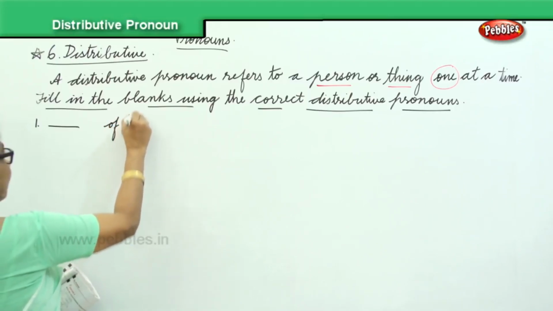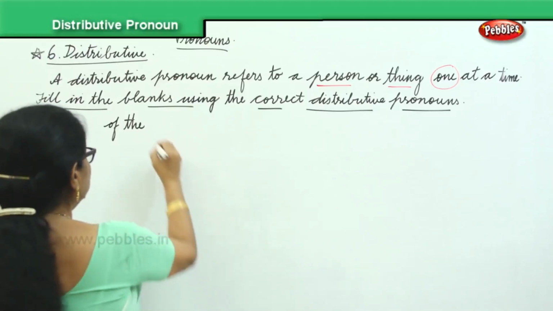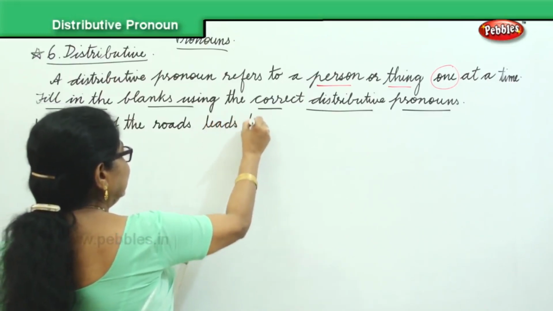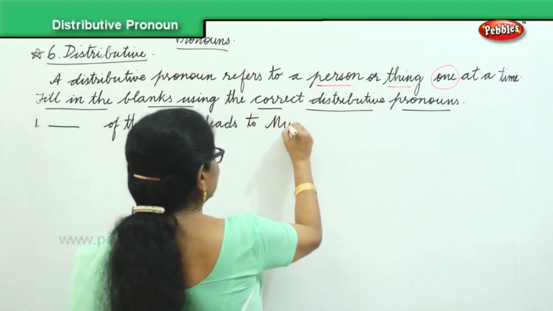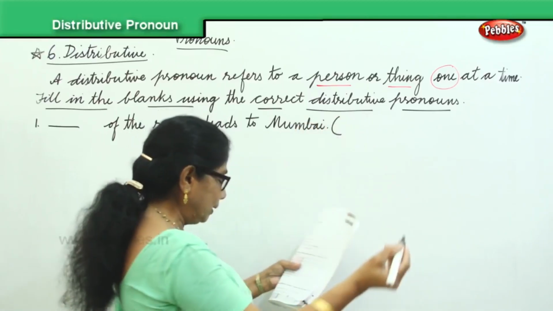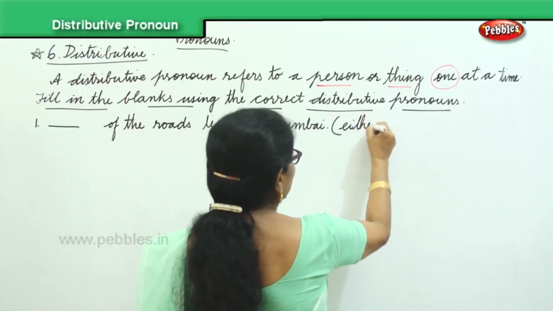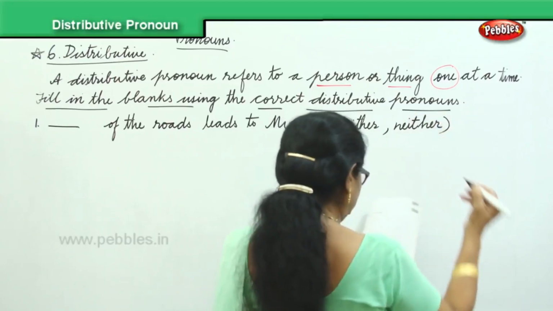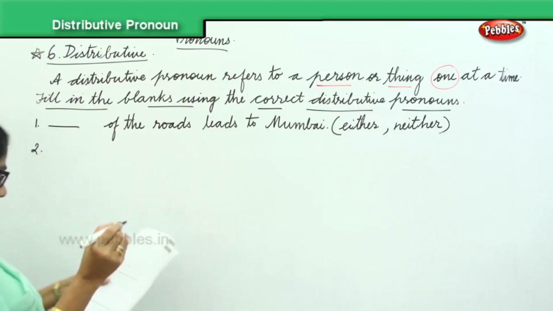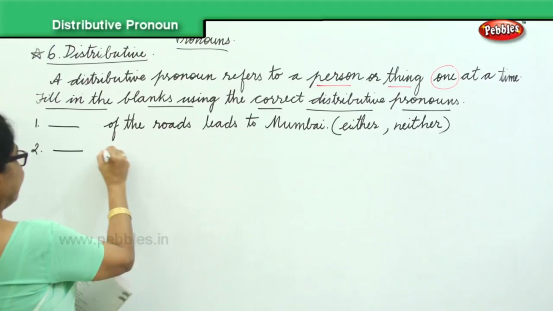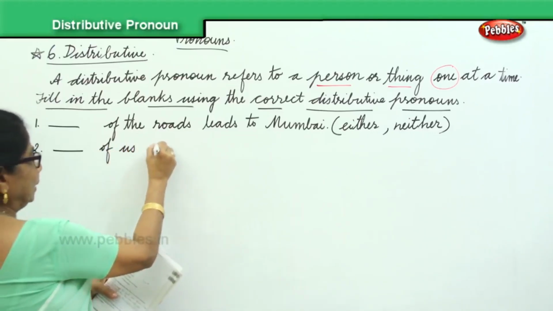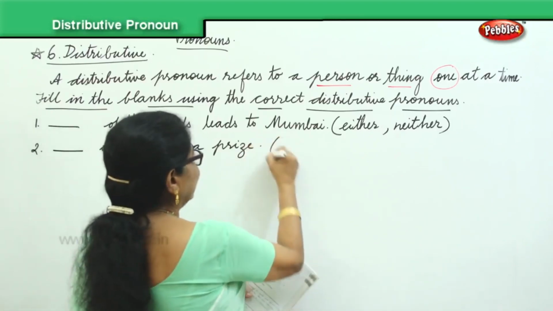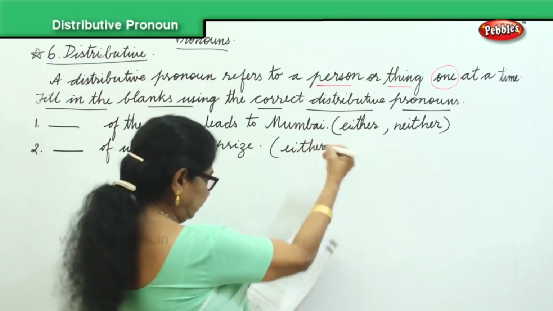Dash of the roads leads to Mumbai. And then I have 2 words here, either, neither. Then next one, dash of us won a prize. Okay? And then either, each.